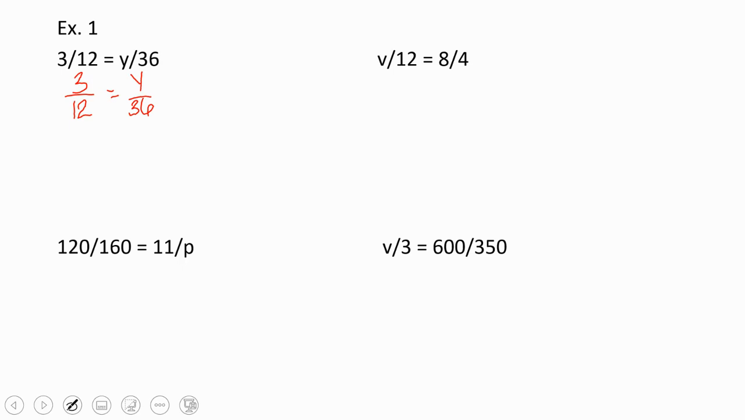When they're whole number answers, they're a little bit more simple because you can just use equivalent fractions. So if you noticed that 12 times 3 is 36, you could just do 3 times 3 to get that y is equal to 9. However, if you did not think to do it that way, you can do the way that we're going to use in general. So we're going to use the cross products. We're going to do 3 times 36, which gives you 108.